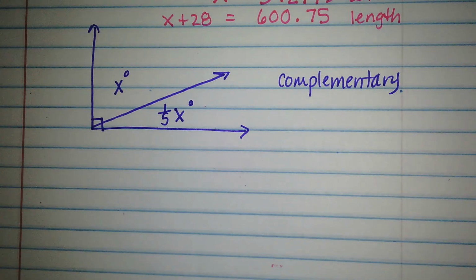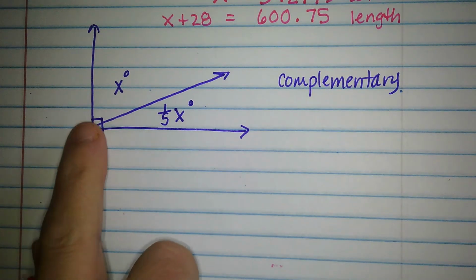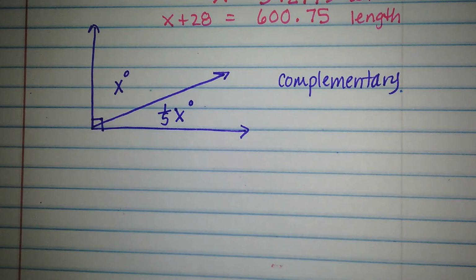Okay, so we're switching gears and now we're talking about complementary angles. Complementary angles are two angles that add up to 90 degrees. And that's what that little box means. If you don't remember, that little right angle box tells you that it's 90.